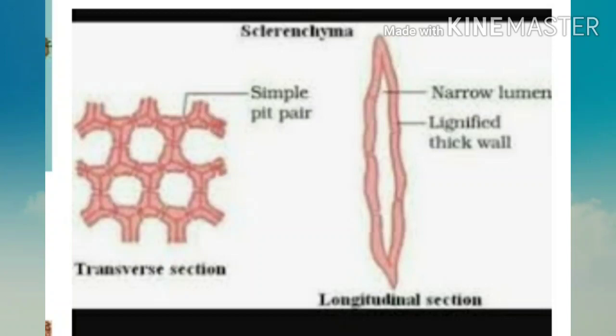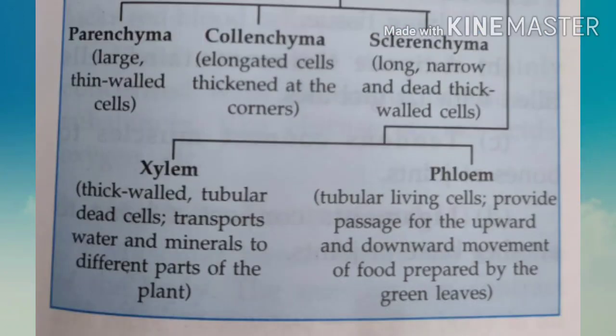Now I am going to discuss complex permanent tissue. Complex permanent tissue or conducting tissue is also called the vascular tissue. It provides a passage for the transport of materials in the plant. The two types of conducting tissues are xylem and phloem.